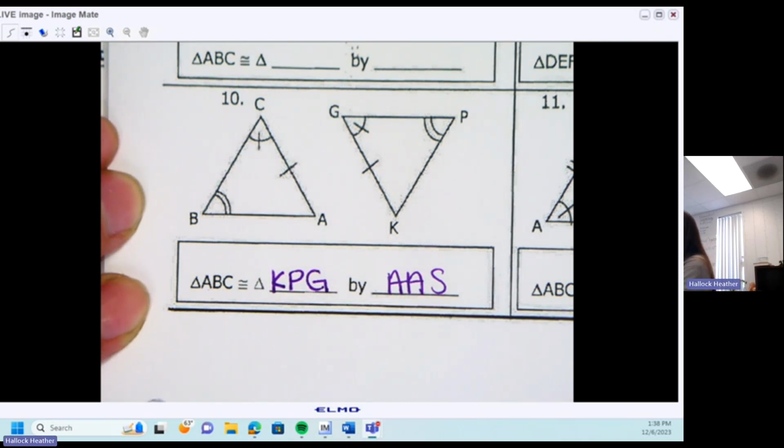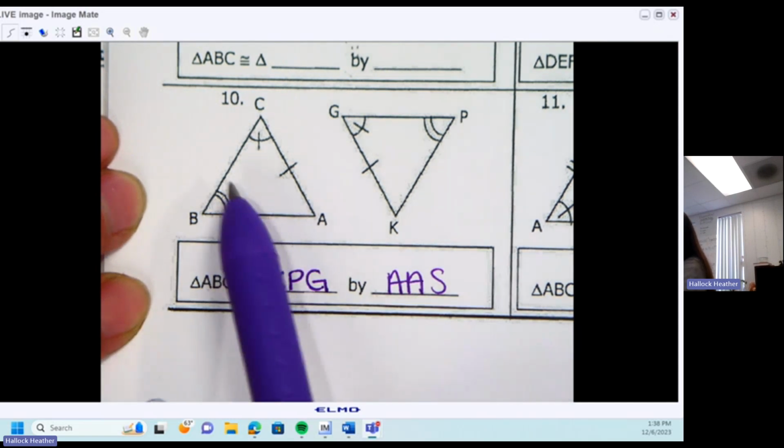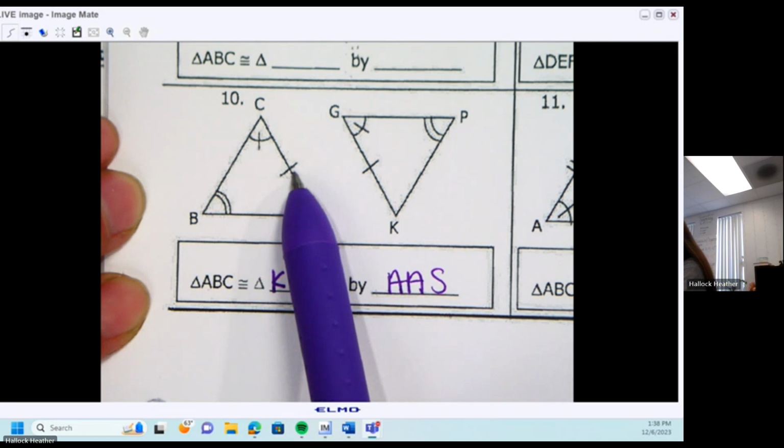Do you want to do one more together or no? So question. What is the difference between AAS and ASA? That's where the side is in the middle. So in this triangle, the congruent side is not between the angles. This is angle, angle, side.